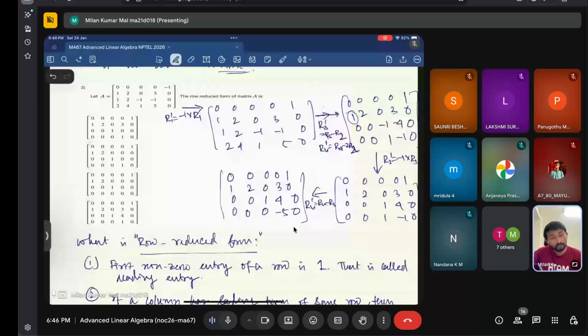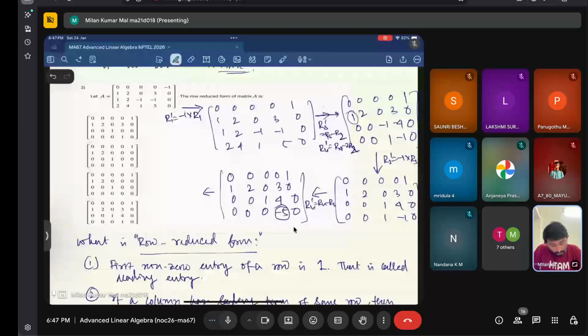But now let's go to the fourth row. In the fourth row, the leading term is -5, but that has to be 1. So how will one get it? One can multiply by -5. Okay, let me check with that 0 0 1. This is matching. 1 2 0 3, the first one is matching, the second one is not matching.